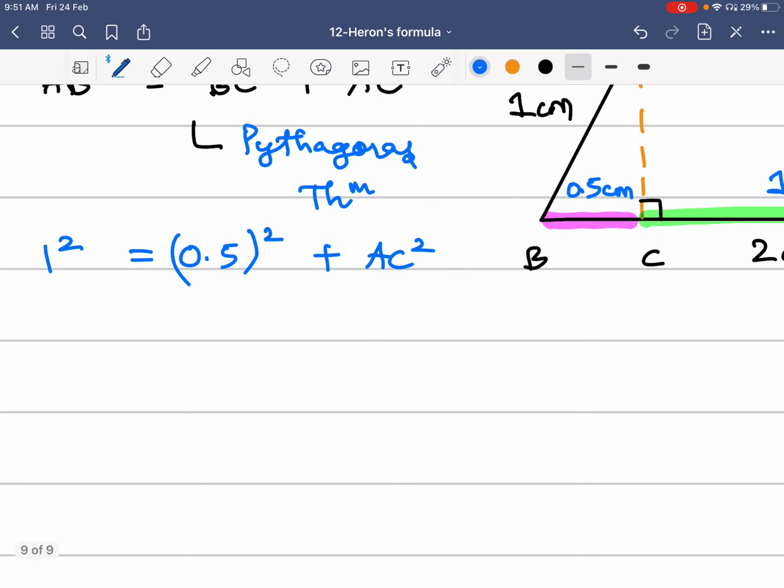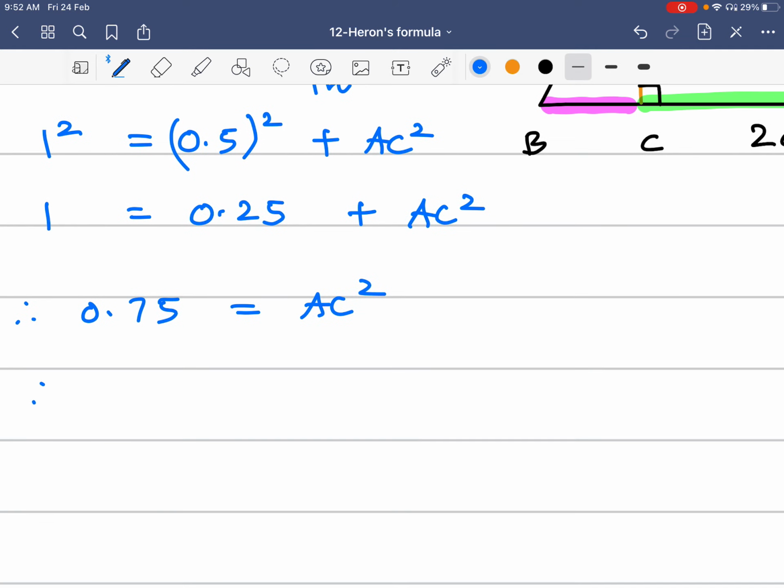So 1 square is 1, that is equal to 0.5 square is 0.25, plus AC square, and therefore we are going to get 0.75 is equal to AC square. Therefore AC is nothing but the square root of 0.75. Now what is the value of the square root of 0.75? It is equal to 0.86.